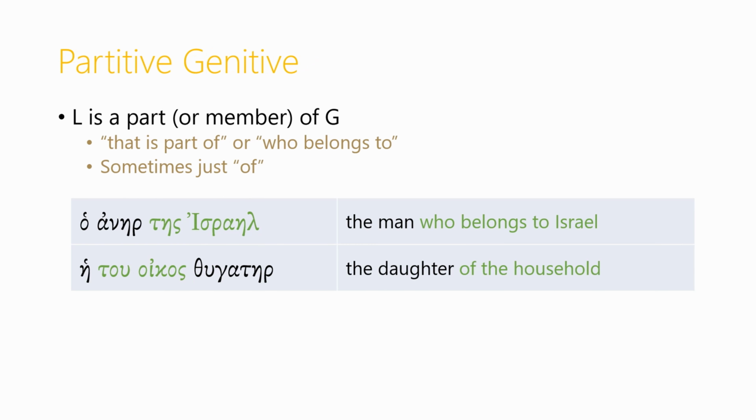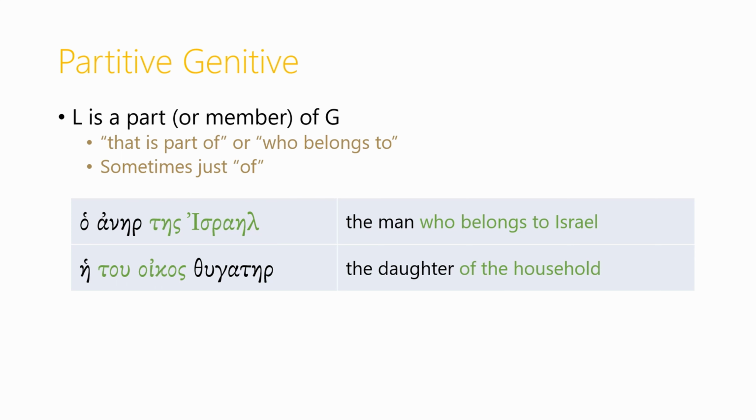The partitive genitive, this is where the lead nominal is a part or member of the whole or the group represented by the genitive nominal. And we often translate this with phrases like that is part of, or who belongs to, or sometimes just of. So ho aner tes Israel is the Israel man, that is the man who belongs to Israel, or the man who is a part of Israel.